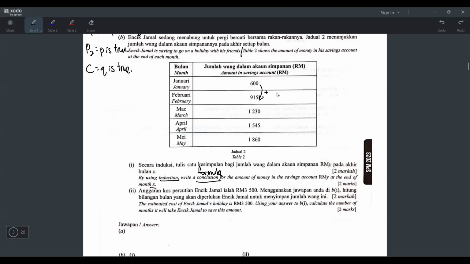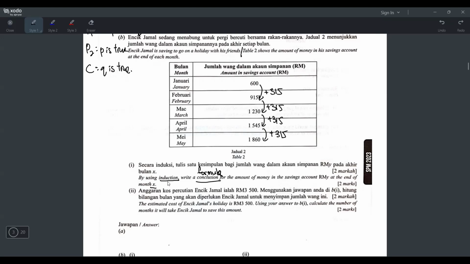Maybe you have to add a constant. So let's see, 600 to become 915, you have to add how much? You can press 915 minus 600, you get 315. And if you try with this, 1230 minus 915 is plus 315 also. And if you press this one plus 315, you get 1545 also. So you can see that the pattern here is very obvious already. Okay, to get to the next month's savings, you have to plus 315, plus 315.